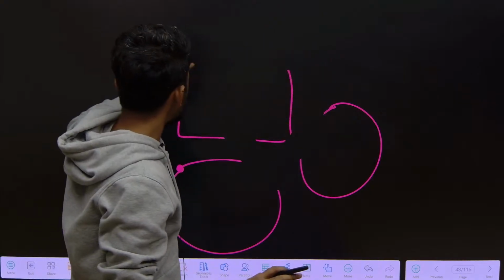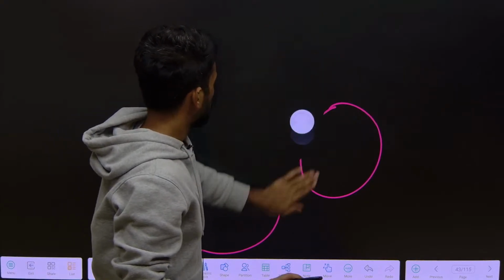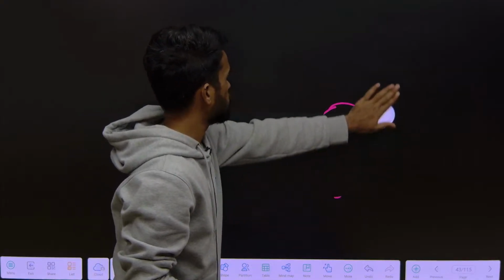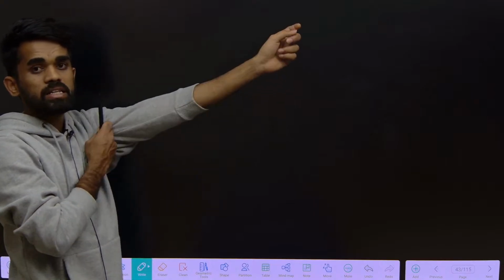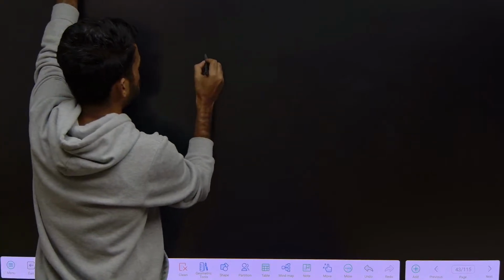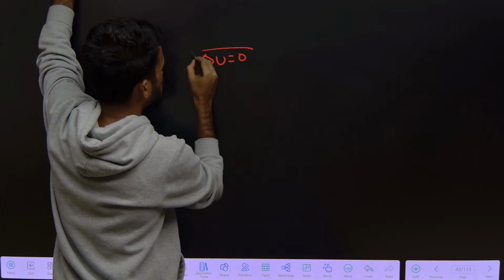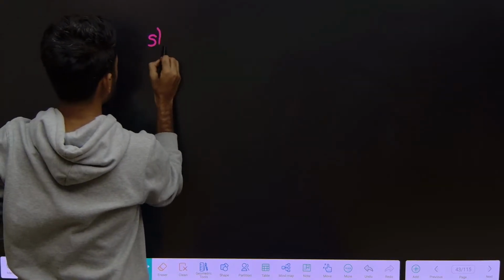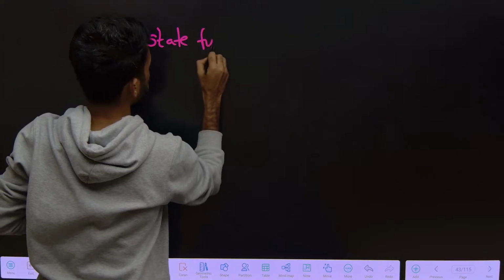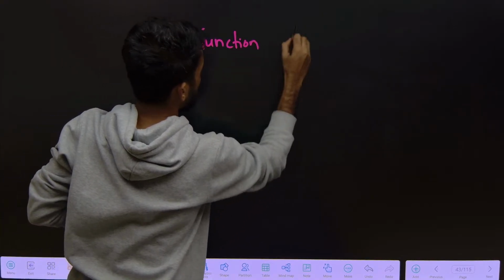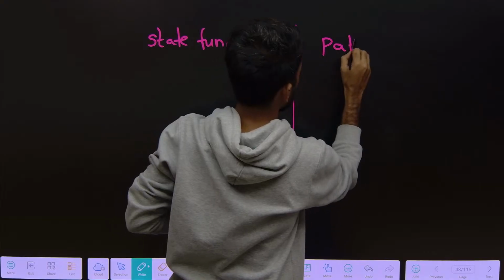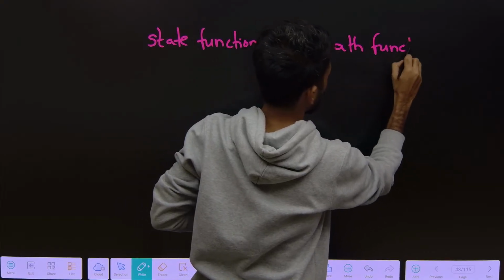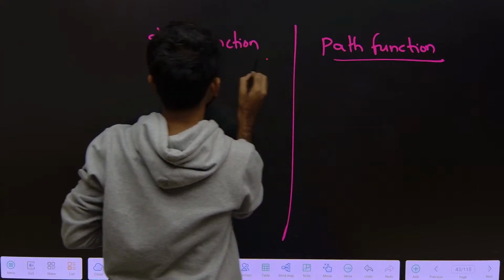So now in this cyclic process, the change will be 0. What I am saying is, for a system operating in a cyclic process, its internal energy change will be 0. So why am I saying this is 0? How can you know whether it is 0 or not? Again you need to know the two terms here: state function and path function. What you need to know: state function and path function.